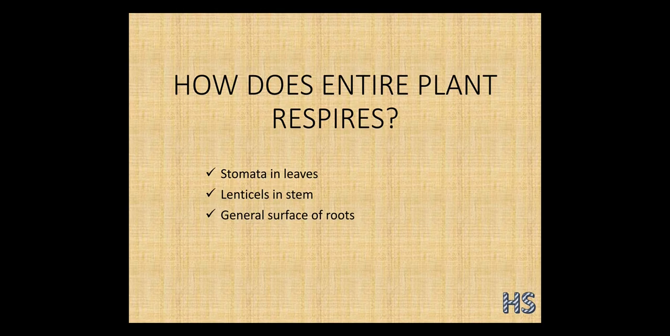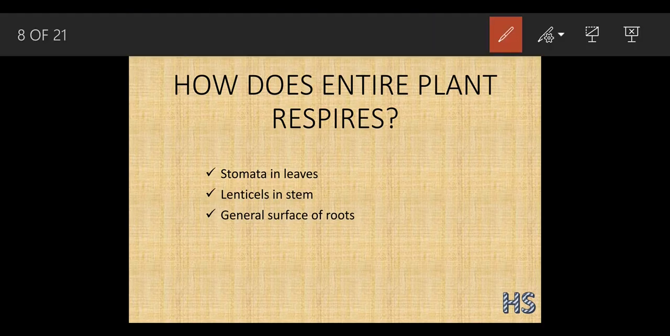Now there is a question: how does the entire plant respire? Each and every part of the plant respires, but through different parts: the stomata in leaves, lenticels in stems, and the general surface of the roots. First understand this part, stomata in the leaves. What are stomata? Stomata are the pores present in the guard cells.